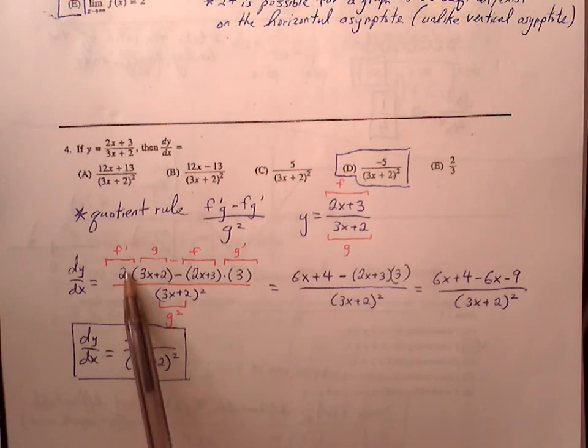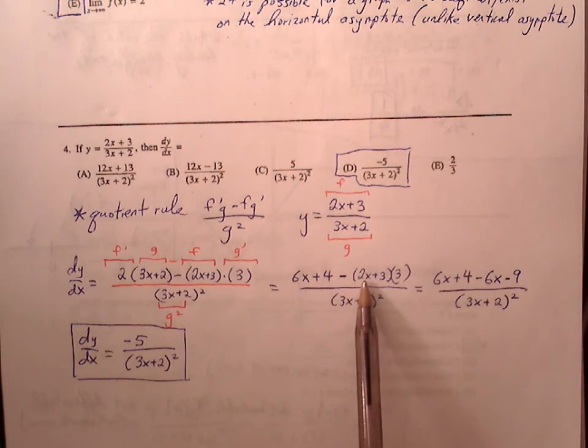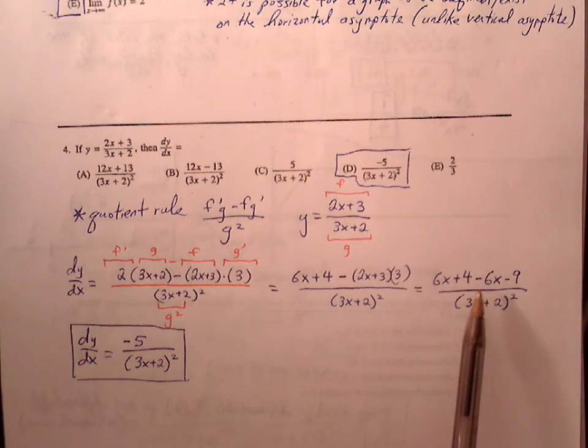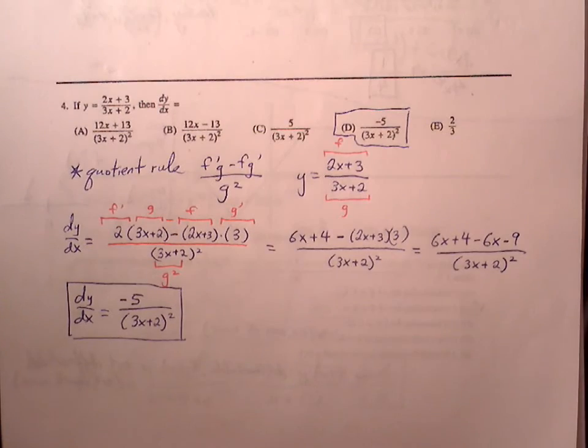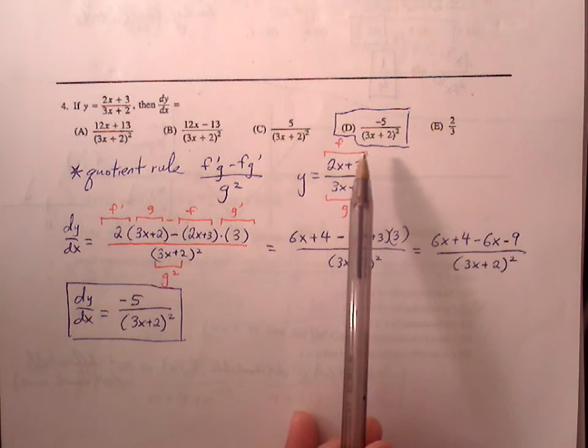So we're going to just distribute through. Distribute, clean up the numerator. We get 6x plus 4 minus, distribute the 3 through. We get minus 6x minus 9. This cleans up to be 6x cancels out. We're left with 4 minus 9, which is negative 5. The denominator is 3x plus 2 quantity squared, and that matches answer choice D.